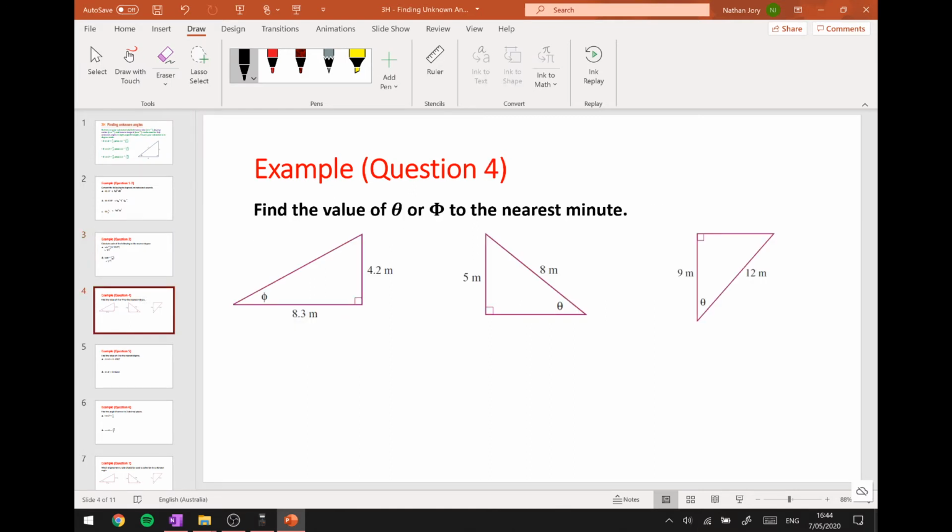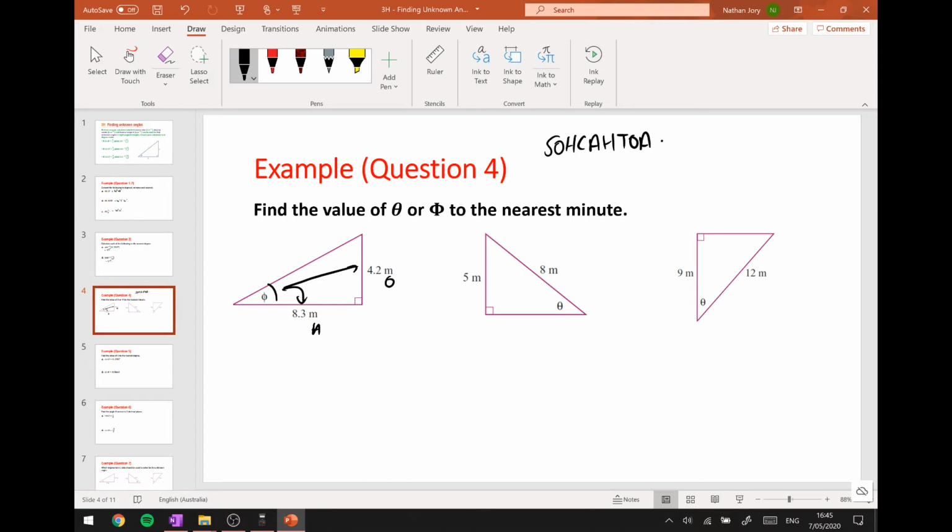Example for question 4. Find the value of theta or phi to the nearest minute. Just a different Greek letter in this case, but it still serves the same purpose. We're going to be using our Sohcahtoa to find our values, because we are doing some trig again, and we need sine, cosine, or tan. So we need to work out which one the triangle is using. We'll start off with this one here. The angle indicated to use is this one in the corner. We've got an opposite and adjacent in relation to that corner.